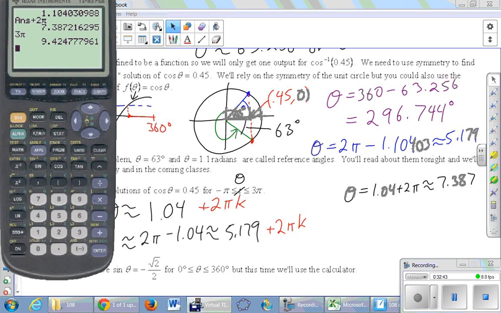What if we get greedy and we add 2 pi again? So let's go back to inverse cosine of 0.45. And what if we decided we wanted to add not just 2 pi, but actually 4 pi? So we could do 2 pi times 2.